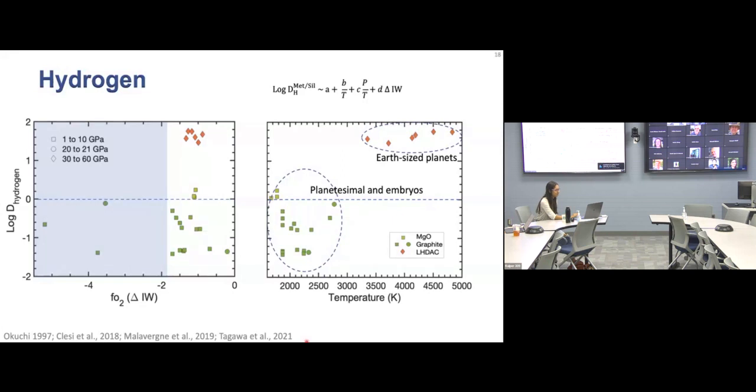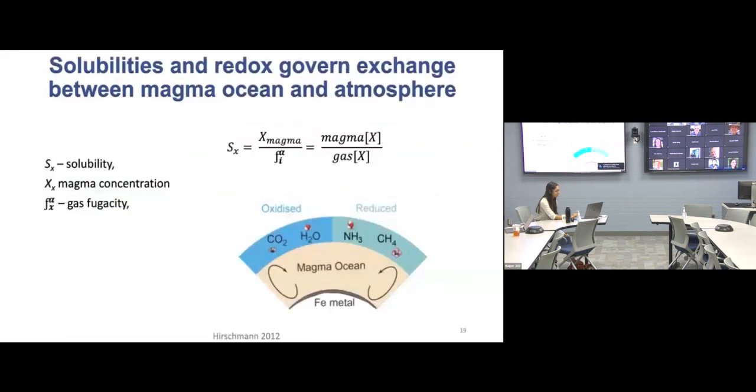I will now move on to solubilities. Solubility establishes the equilibrium concentration of an element between a magma and an atmosphere. You can think of it the same way as you think of a partition coefficient, but only this time the two phases are the magma and a gas. And so we did the same thing that we did for the partition coefficients.